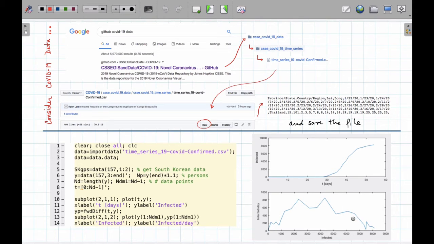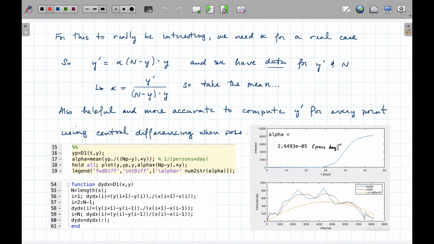And so what we're going to do is try and find the alpha given this derivative data. The way that we do that is we take the derivative that we've just computed, we take the value of y that we know, that we've just plotted, and we take N minus y times y and divide y prime by it. For each data point, that gives us an alpha.